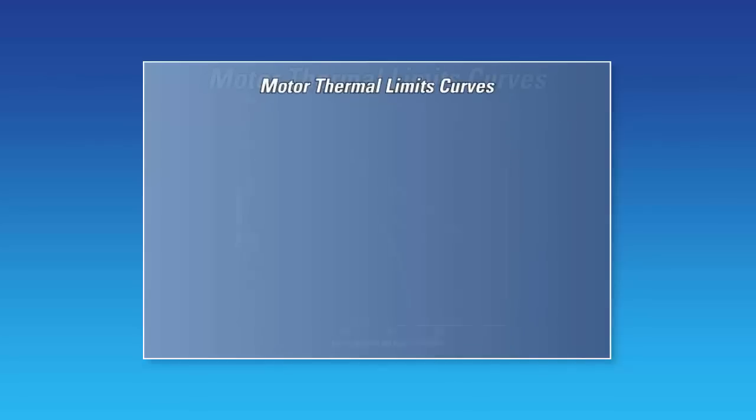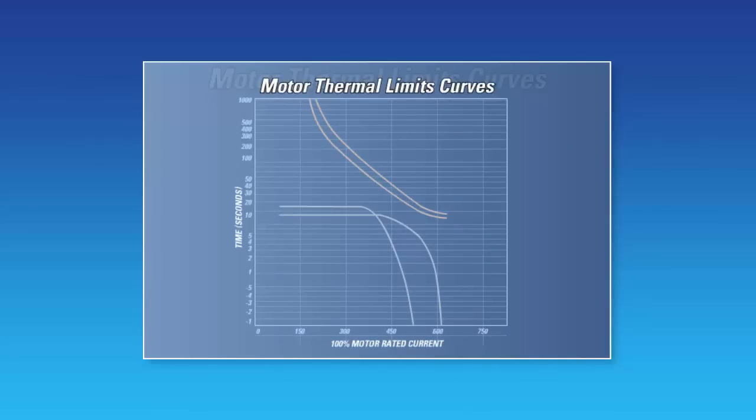Motor thermal limits curves. The motor thermal limits curves consist of three distinct segments which are based on the three running conditions of the motor: the locked rotor or stall condition, motor acceleration, and motor running overload. Ideally, curves have been provided for both a hot and cold motor.